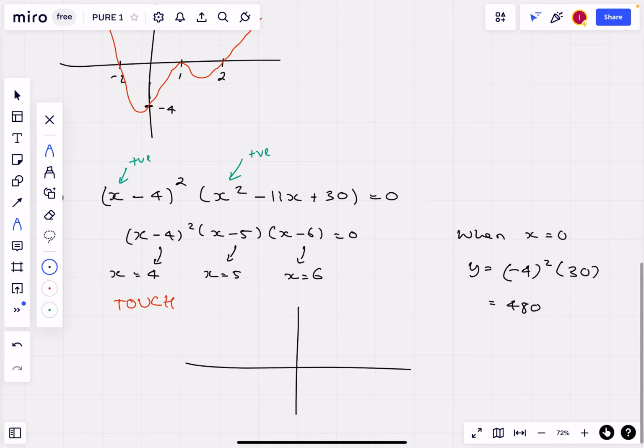Okay, so we've got 480 somewhere here, we've got 4, we've got 5, we've got 6. It's going to go through 480, it's going to touch at 4, let's pretend it does there we go. It's going to go through 5, it's going to go through 6. There we go. That's how that quartic graph looks. And that's basically quartic graphs. I hope that made sense. If it didn't, watch it back another time, or watch it back however many times you want.